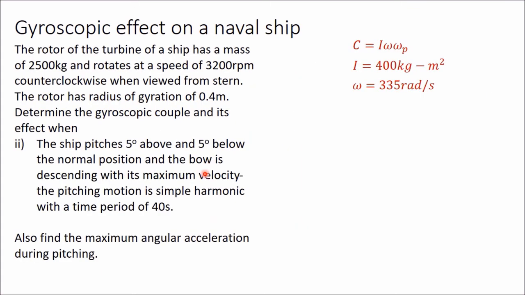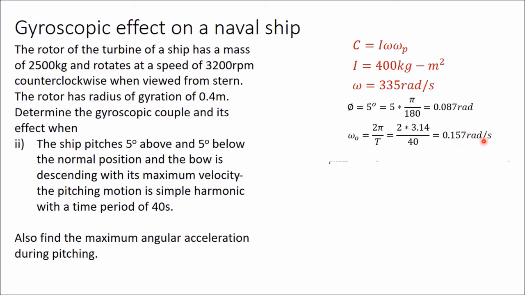The next condition is pitching, where the value of phi is given as 5 degrees. Now it is given in degrees, so you have to convert this into radians. For that I have multiplied with pi by 180, where pi means 3.14. From that you are getting 0.087 radian. Now omega O is given. Omega O you should calculate using 2 pi by T. So 2 into 3.14, and the time period of the simple harmonic motion is given as 40 seconds. Using this relation, you are getting omega O, that is the angular velocity of simple harmonic motion, as 0.157 radian per second.